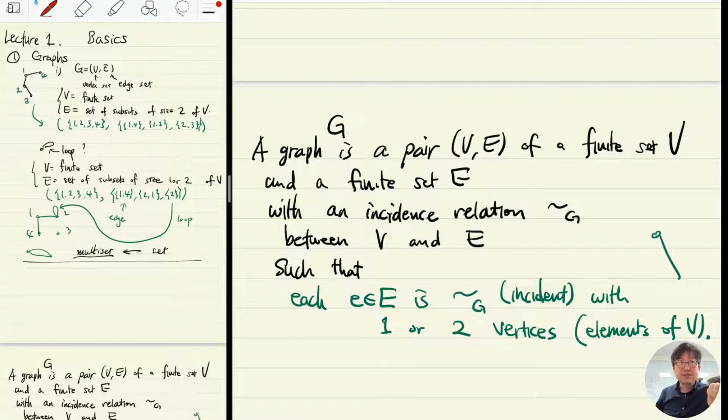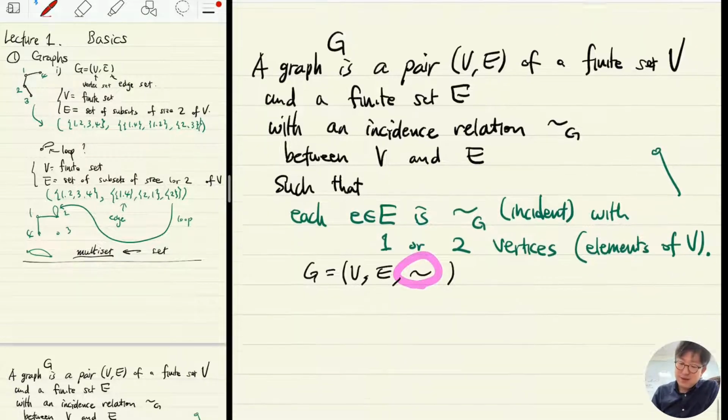That's the condition. If you want to be super precise, we may have to write a graph as a triple: a set of vertices, a set of edges, and these incidence relations. But indeed, this last one is hidden because we don't really write it down. Normally we just say a graph is a pair of a vertex set and an edge set, but there are some hidden relations between vertices and edges satisfying certain conditions.